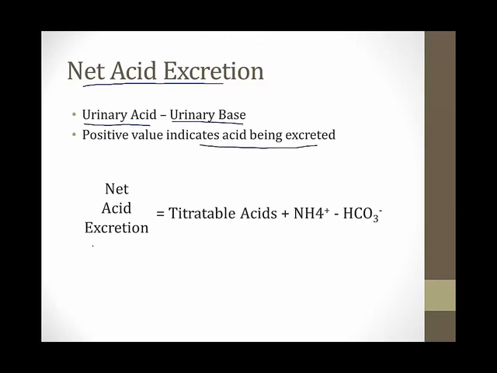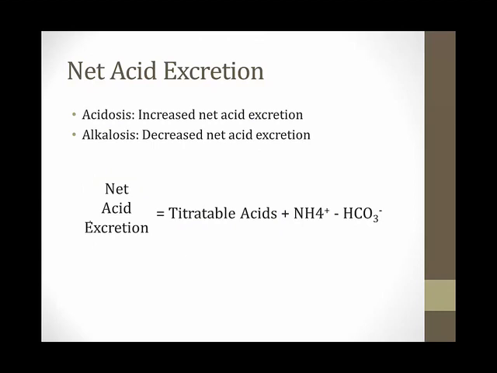So to determine the net acid excretion from the body, you do a 24-hour urine collection, you total up the amount of titratable acids and ammonium, and you subtract the amount of bicarb. This gives you a number for the net acid excretion, and that tells you how the kidneys are responding over a 24-hour period in terms of acid-base balance. And the way this comes up clinically is that in a setting of an acidosis, you would expect increased net acid excretion by the kidneys. In the setting of an alkalosis, you would expect decreased net acid excretion by the kidneys.